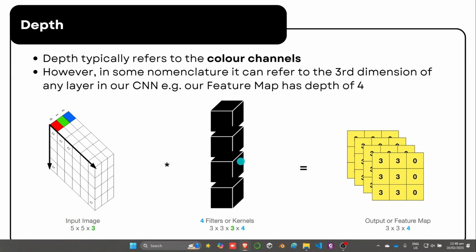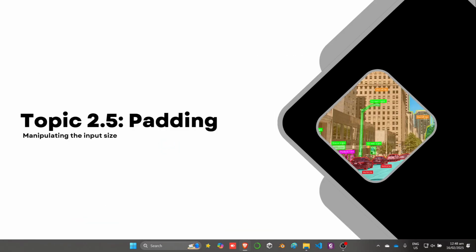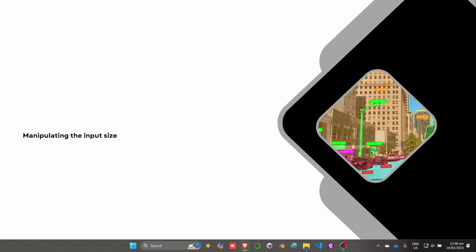Generally, depth does refer to the 2 dimensions. It kind of always indicates the color of the image, whether a color or a grayscale. So now let's take a look at padding, which allows us to manipulate the feature map size as we progress through the convolutional neural network, which you'll see shortly.